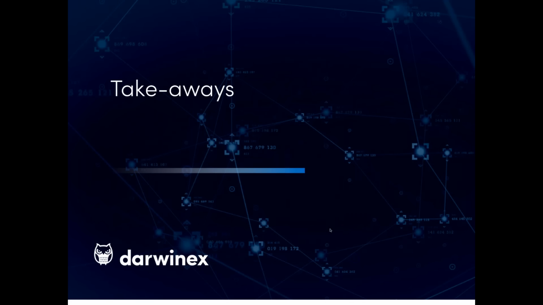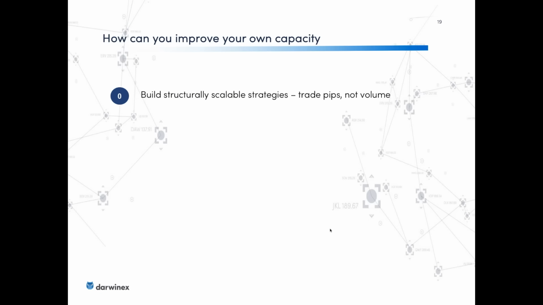Okay, so takeaways. How can you improve your own capacity? Well, you have to start planning for this and try to build structurally scalable strategies. In other words, try and trade pips. So go for 100 pip P&L per trade instead of a 5 pip P&L per trade that you gear up 20 to 1, because the more the leverage has a price, and that is capacity.